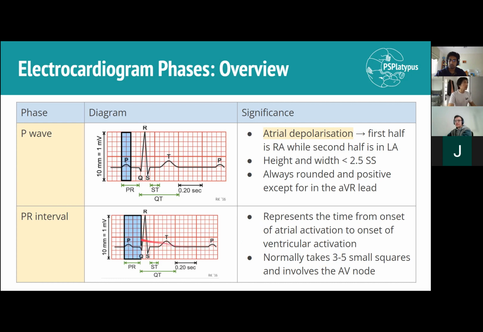And someone mentioned you wanted to talk a bit about AV blocks and stuff like that. This is where you'll see the pathology. So when the PR interval is longer or shorter or irregular and weird, that's where you have a problem with that sort of conduction.